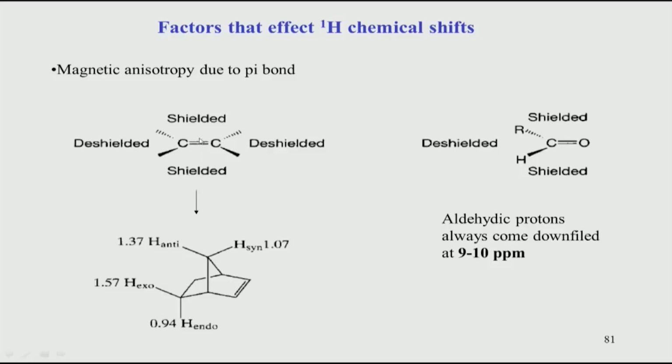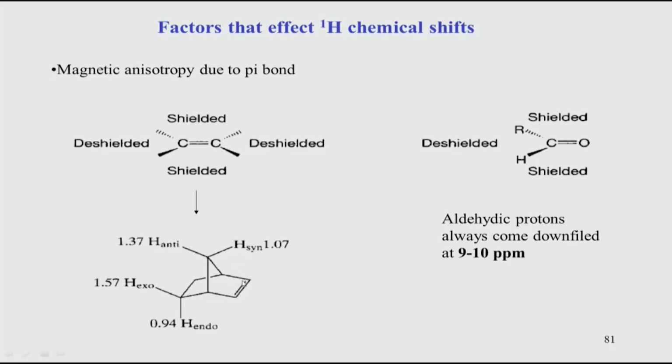Again, if you look at this particular molecule, there is a pi bond here. So, this particular region is the shielded region, that is, there is more electron density here compared to this region of the carbon. So, any hydrogen which is located on this side will be deshielded, meaning it will come at a higher ppm value compared to a hydrogen atom which is located above this C double bond C. That is what is shown here in this particular molecule.